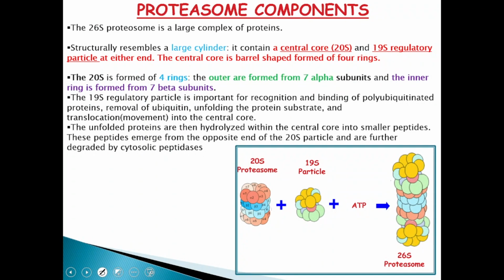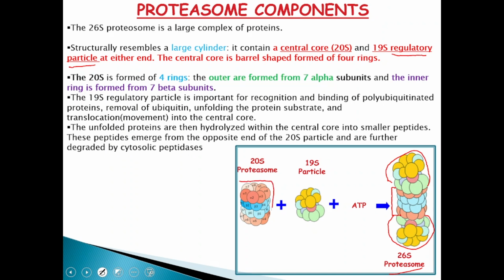Looking more into the structure of the proteasome. As you can see, there are so many proteins involved here. It has a central core region. This is the core. And it has a cap region, which is the regulatory particle. This that you see here is the regulatory particle, and this that you see on the other side is the regulatory particle, or you call it the cap region. Okay?